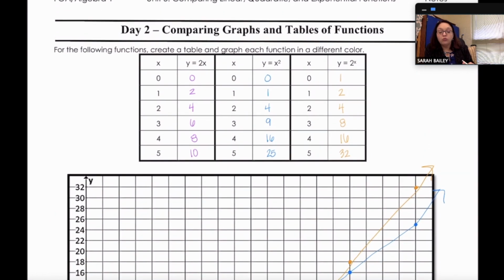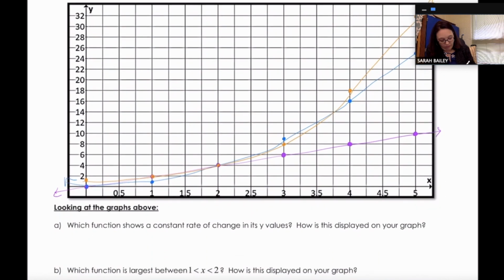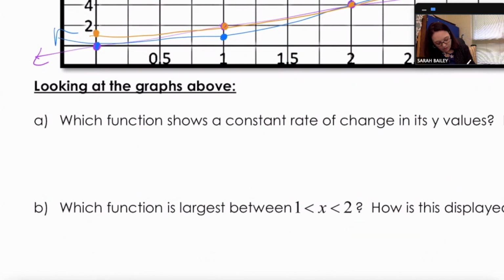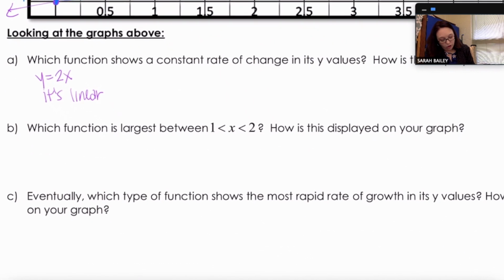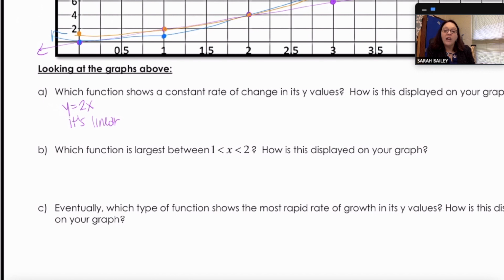Y equals 2x has that constant rate because we're going up by 2 each time. And we should also notice that that function, that's my purple one right here, is linear. So which function, y equals 2x, and we could just say it's linear, okay?